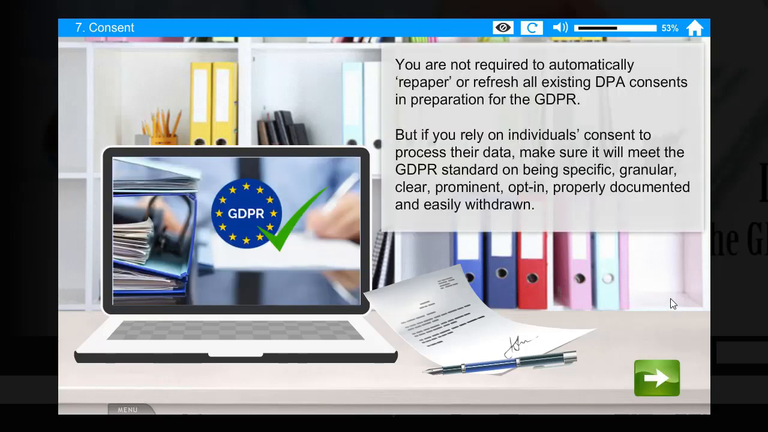You are not required to automatically repaper or refresh all existing DPA consents in preparation for the GDPR. But if you rely on individuals' consent to process their data, make sure it will meet the GDPR standard on being specific, granular, clear, prominent, opt-in, properly documented, and easily withdrawn.